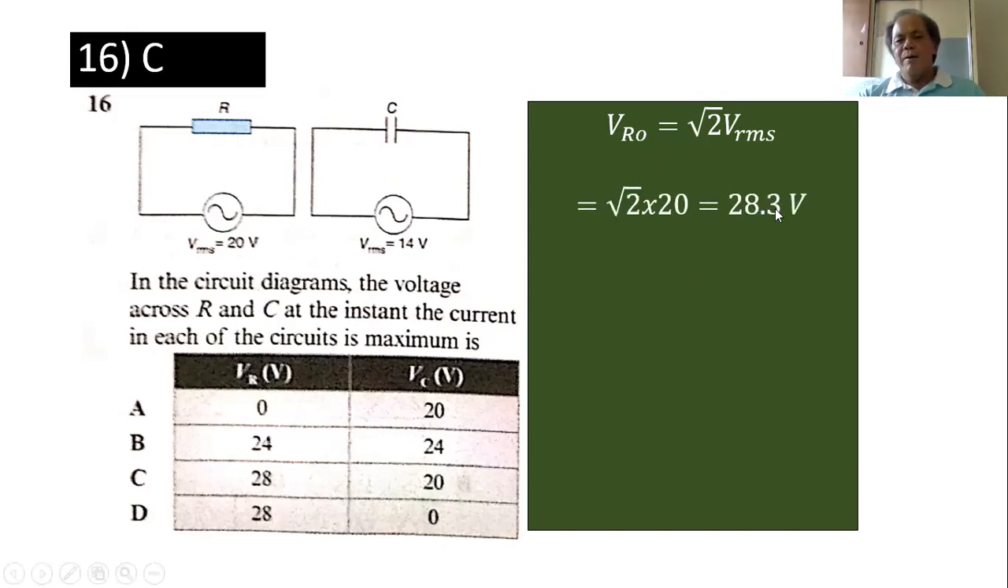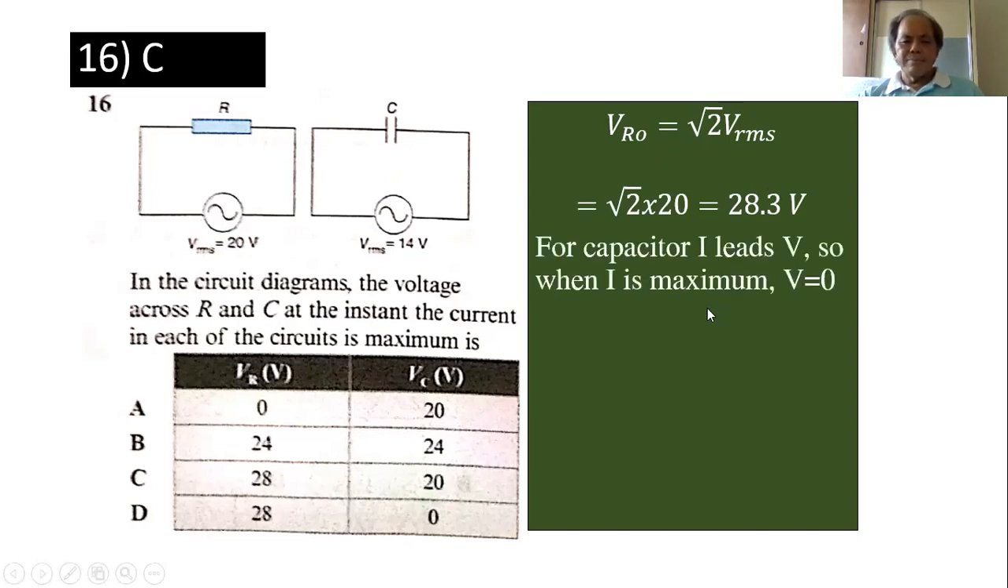So we get your peak voltage across the resistor. Then for the capacitor, I leads V. So I is maximum. Remember, I leads V. When I is maximum, your V is 0. That you must remember. Cannot calculate it like a resistor. You must know which one leads which one. I is maximum, then V equals 0.